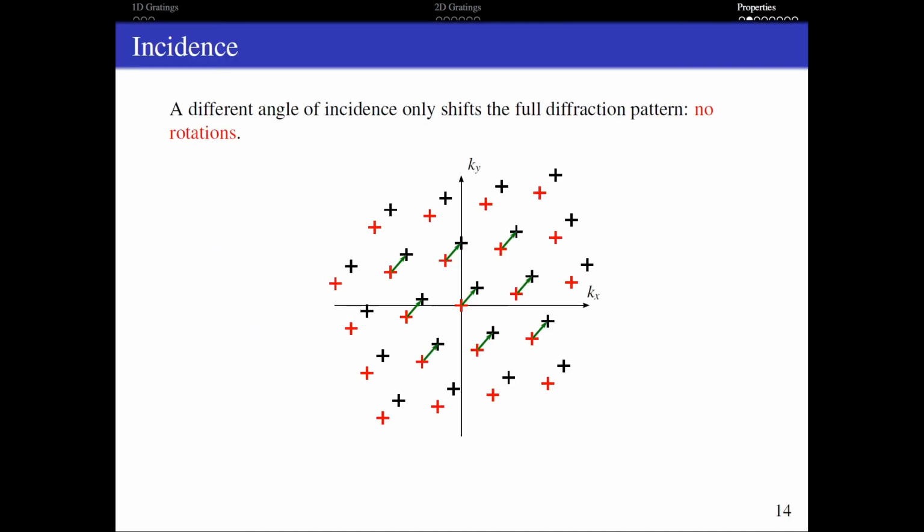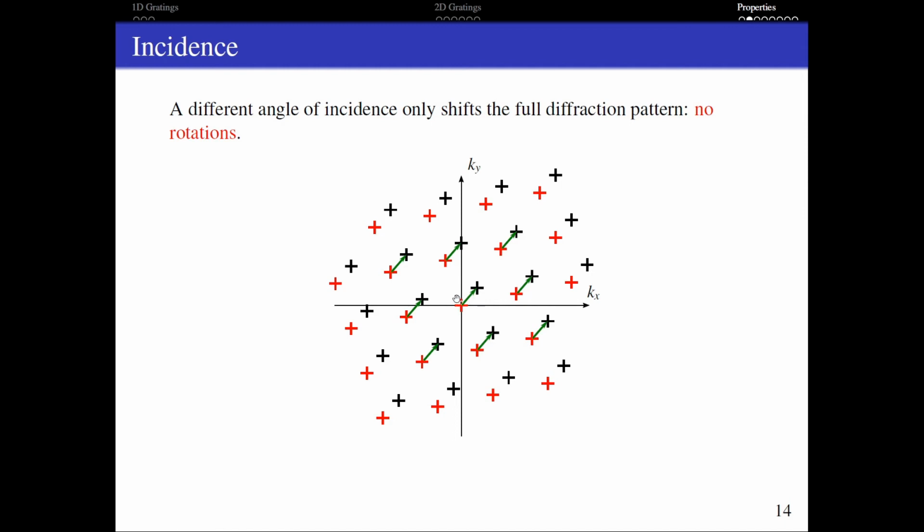Okay, so what does this imply? Let's say that you have a grating that is, well, it doesn't matter its shape, but you illuminate it at normal incidence. So at normal incidence, the 0, 0 diffraction order is going to be at the center of the K space, and everything else is going to be around it according to the B1 and B2 vectors.